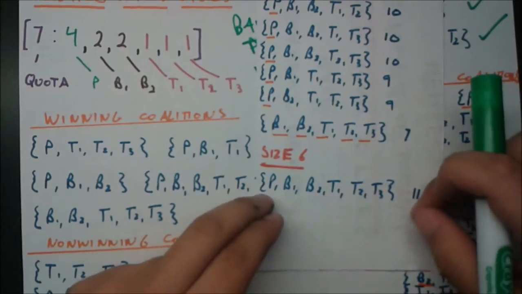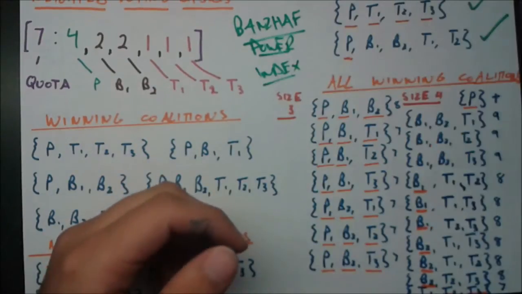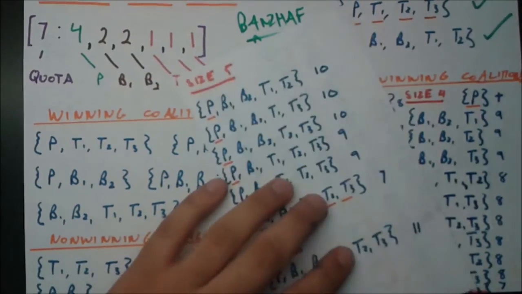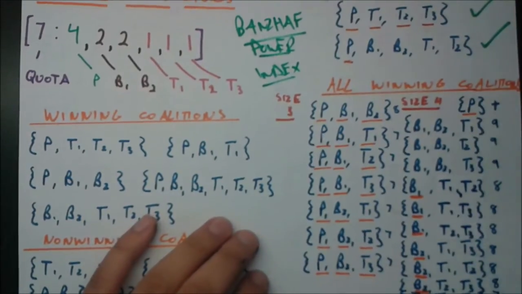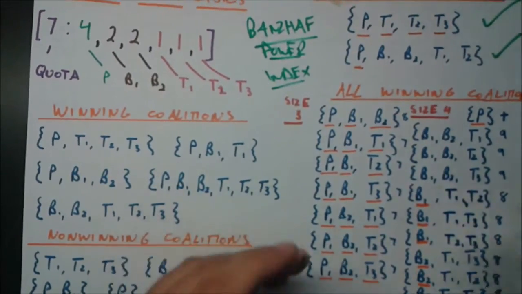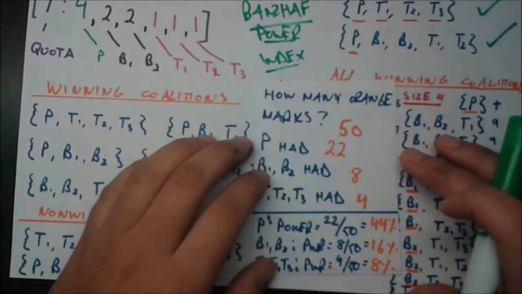So in this one, nobody has that much power, really. Okay, so now the last thing we need to do in this method is to calculate how many orange marks there are in total.